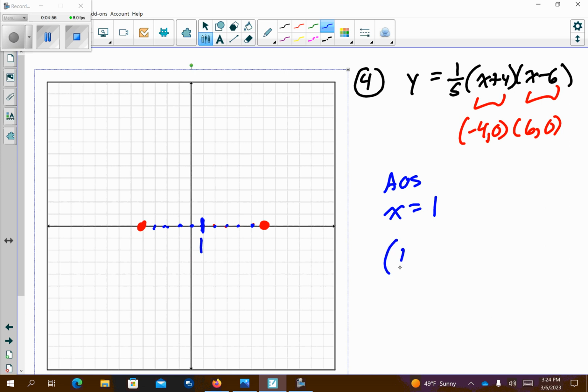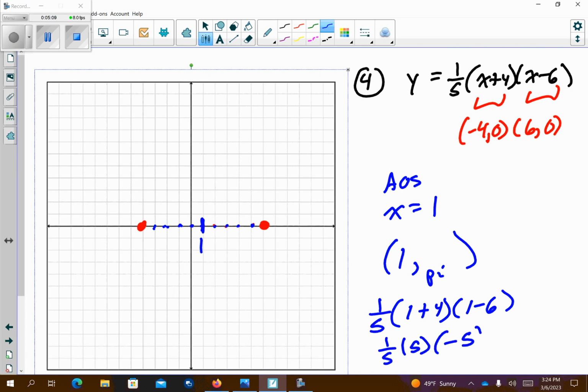Then I'm going to find my vertex, so I'm going to plug this in to the above. So I have 1/5 times 1 plus 4, 1 minus 6. So I have 1/5 times 5 times negative 5. Well, this becomes just 1, so I get 1, negative 5, 3, 4, 5 down here. And look at this. This is a fat parabola. That fraction made it a much fatter parabola.